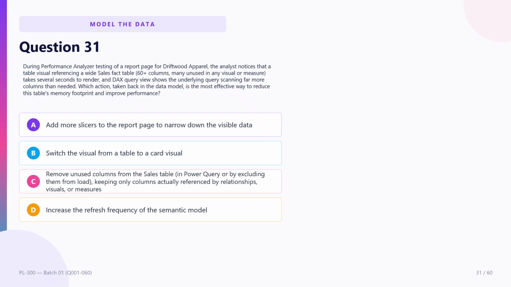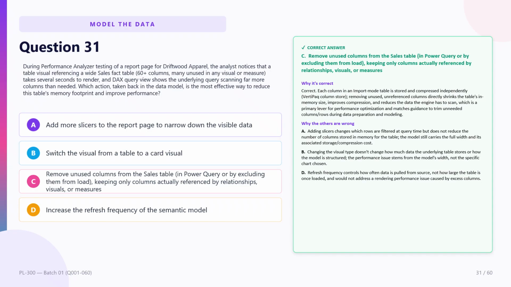Option A. Add more slicers to the report page to narrow down the visible data. Option B. Switch the visual from a table to a card visual. Option C. Remove unused columns from the sales table in Power Query or by excluding them from load, keeping only columns actually referenced by relationships, visuals, or measures. Option D. Increase the refresh frequency of the semantic model. Take a moment and make your choice.